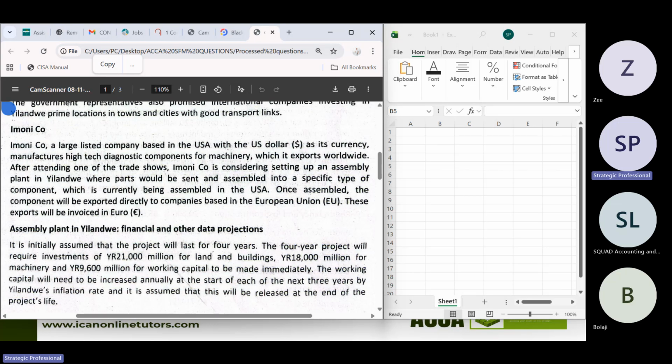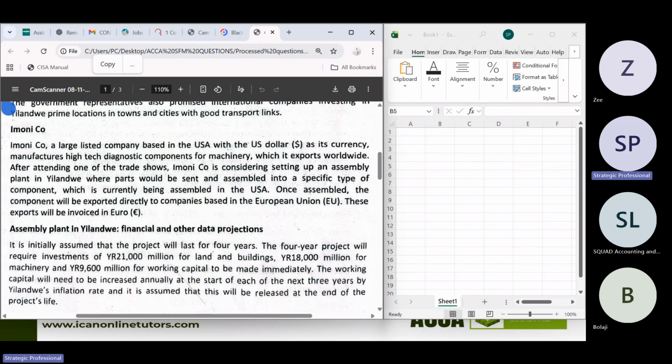Meaning that we are currently doing this in the USA, but because of all the good things we've heard are happening in Yilandwe, we feel that if we do it in Yilandwe, it will be cheaper for us than doing it in the USA. What does that suggest to you? Let your brain go to lost contribution. Lost contribution. Let's move on. Once assembled, because they will not be using that space in the US anymore, they'll be using the one in Yilandwe, that space will be redundant in the USA, meaning that is a cost to us. Lost contribution.